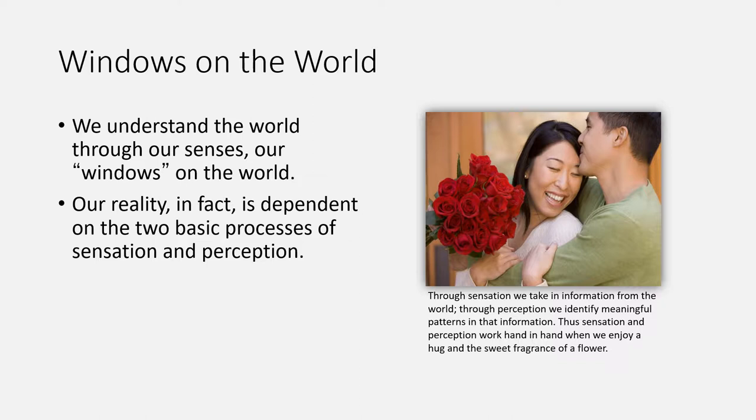Our world is alive with stimuli, all the objects and events that surround us. Sensation and perception are the processes that allow us to detect and understand these various stimuli. Now, we don't actually experience these stimuli directly. Rather, our senses allow us to get information about aspects of our environment. And we then take that information and form a perception of the world.